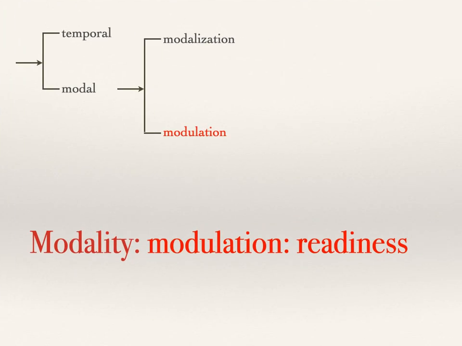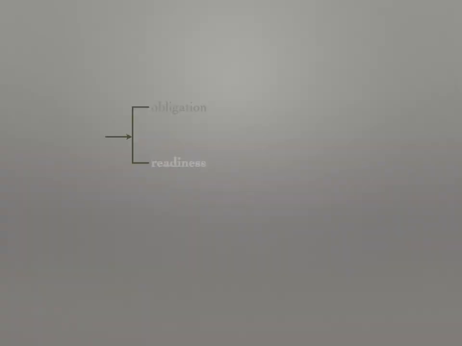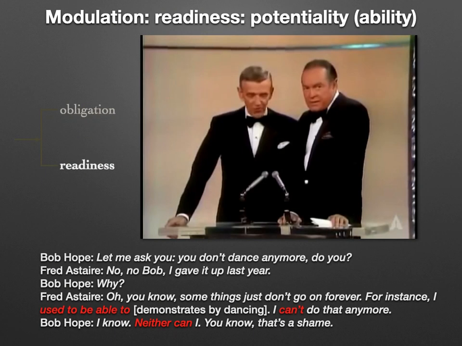Let's now look at another type of modulation. So we looked at examples of obligation. Now the other type is readiness. So readiness includes both inclination or willingness and ability, or more generally, potentiality. So let me give you an example here of potentiality or ability.